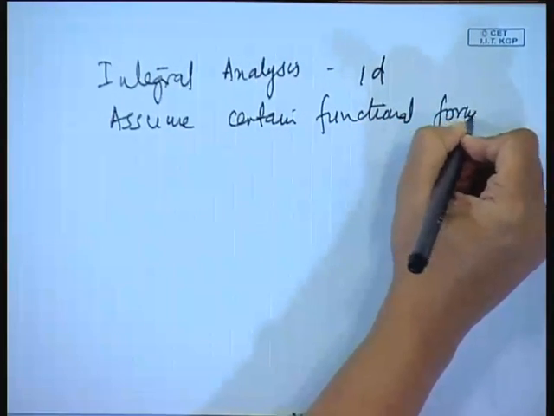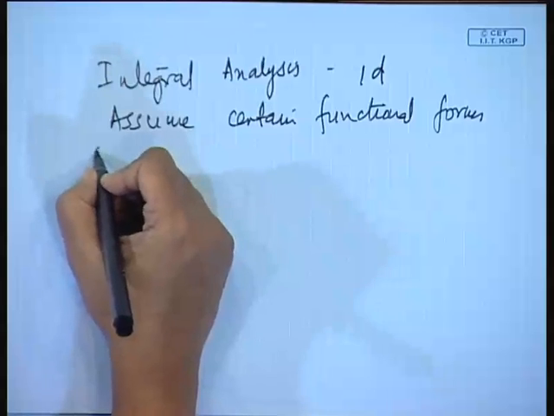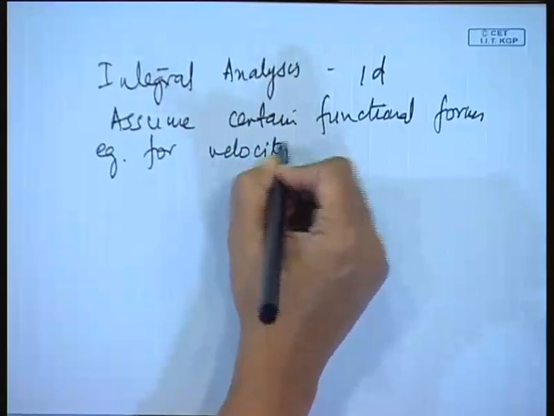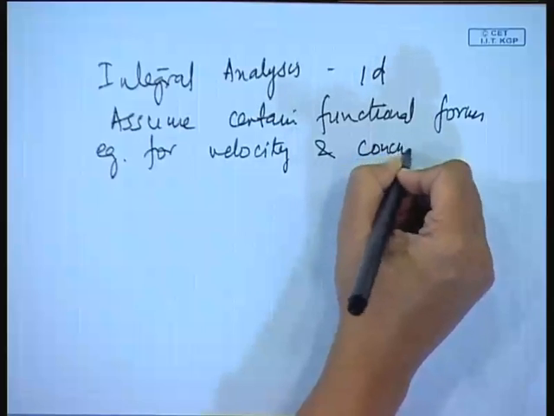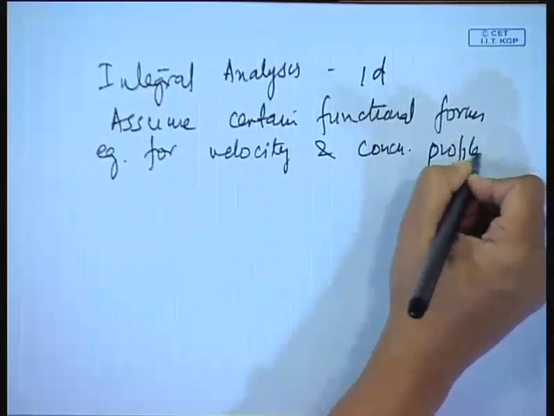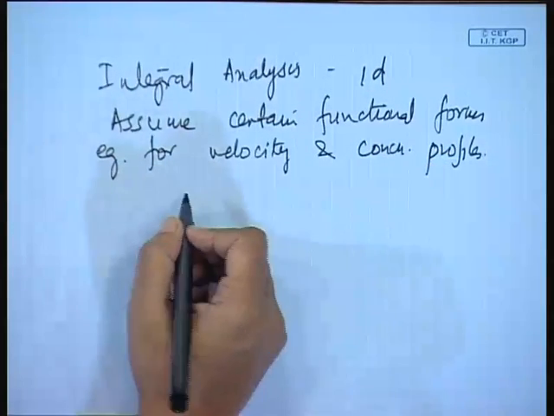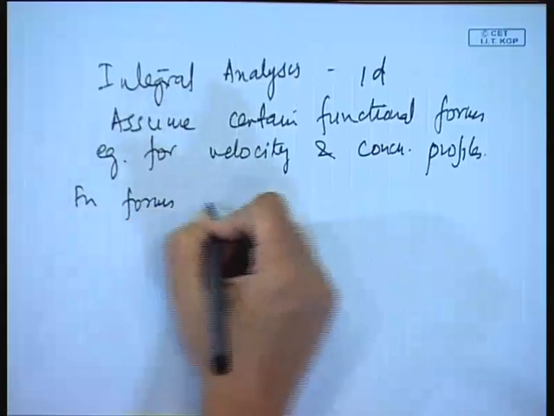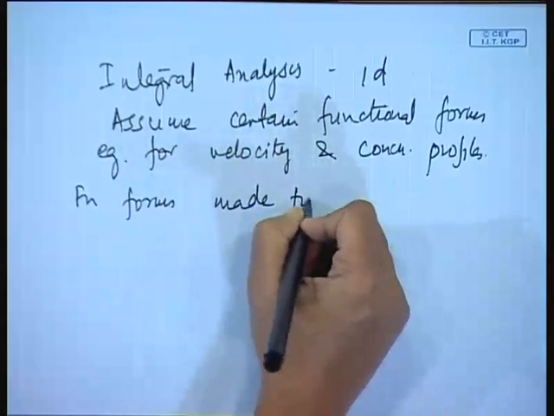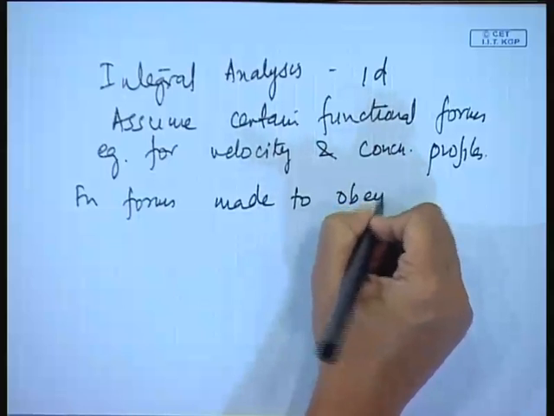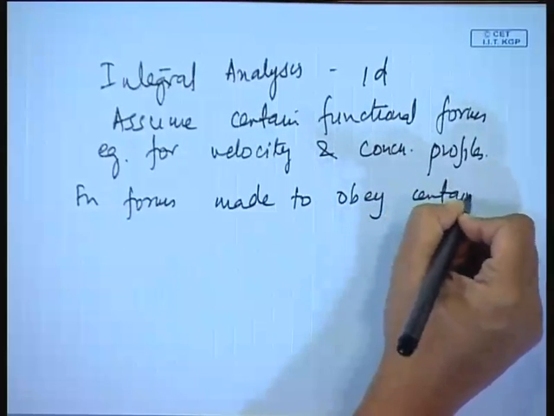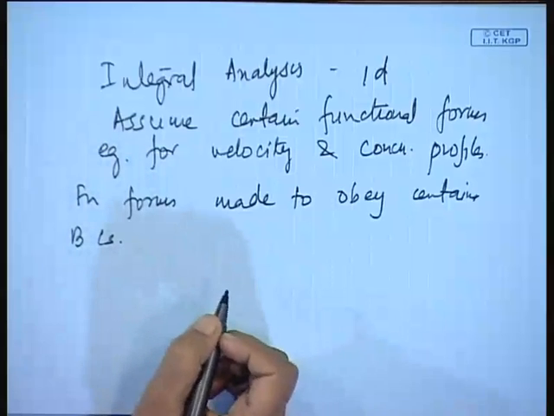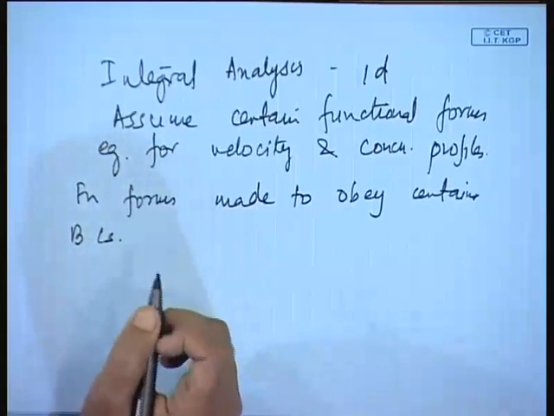Certain functional forms, for example, for say velocity and concentration profiles. And then these functional forms are made to obey certain boundary conditions. Okay. And accordingly they are integrated and we get the total thing.